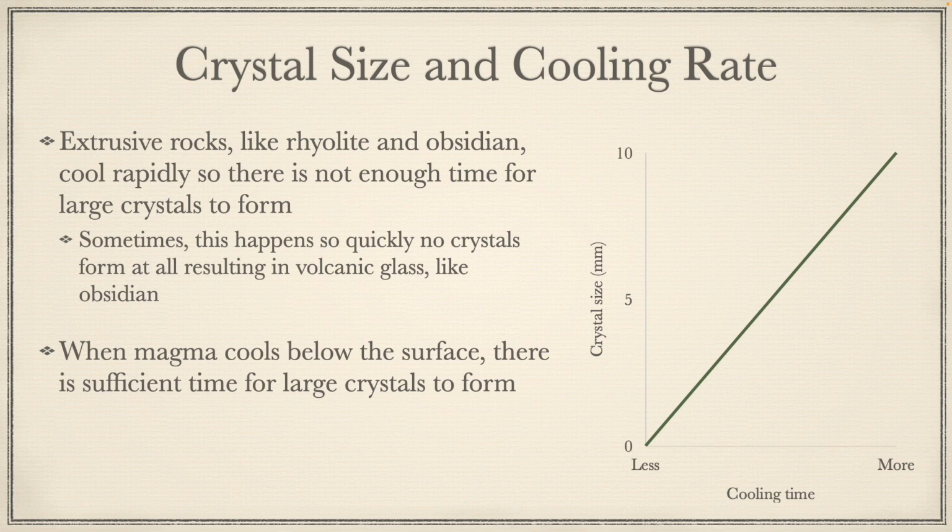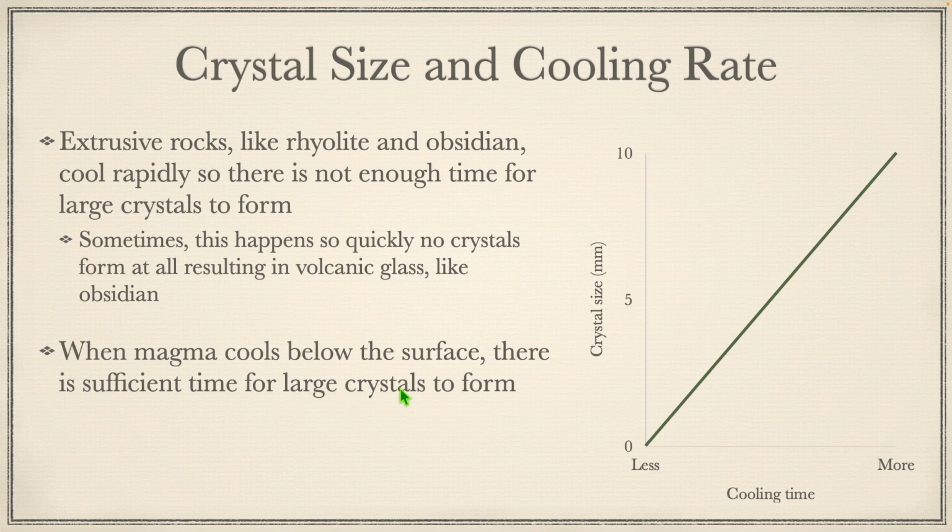And then crystal size and cooling rate. Extrusive rocks like rhyolite and obsidian cool rapidly, so there's not enough time for large crystals to form. Sometimes this happens so quickly that no crystals form at all, and this results in volcanic glass like obsidian. Technically, the definition of a glass is a solid in which the atoms are all randomly arranged. So it's volcanic glass because the atoms that make up the obsidian are all randomly arranged. It's still solid, yes, but they're not formed in any kind of crystals. Remember, a crystal has a repeating structure to it.